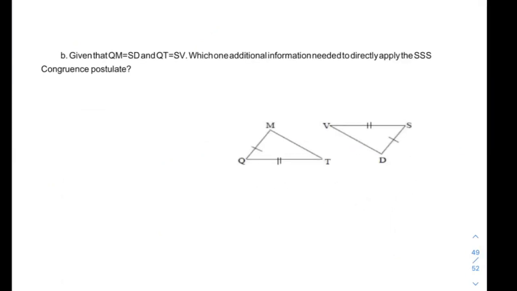This is another one. Given QM, it is the same question as we have done here, but he wants the triangles to be congruent by SSS. Since we need three sides, we will mention the missing side. What is missing? MT should be congruent to VD, or DV, to have the SSS postulate.